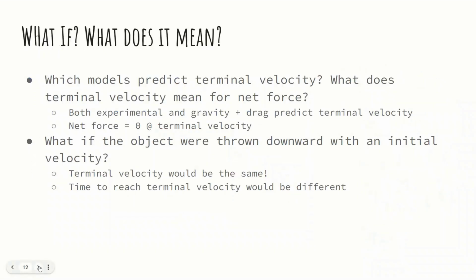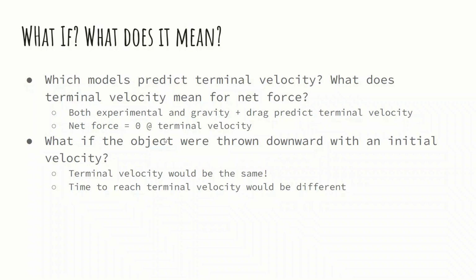So some what-ifs and what does it mean as we conclude this experiment. Which models predict terminal velocity, and what does terminal velocity mean for net force? Both the experimental and the gravity models predict terminal velocity because the y position ends up increasing linearly instead of logarithmically, indicating a constant velocity that indicates a net force of 0.